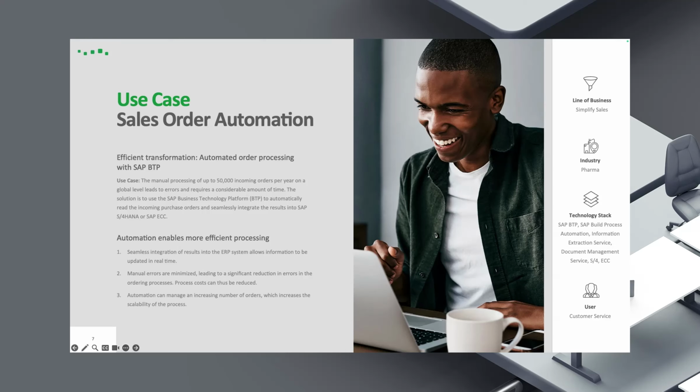Our solution was basically to send these orders to the document information extraction service. The document information extraction service extracts the relevant data out of the PDFs. You can basically specify the fields which you want to extract. It hands the data over to a bot, which we implemented in the build process automation. And then the bot sends the data to the ERP systems via integration flows, which we developed in the integration suite.